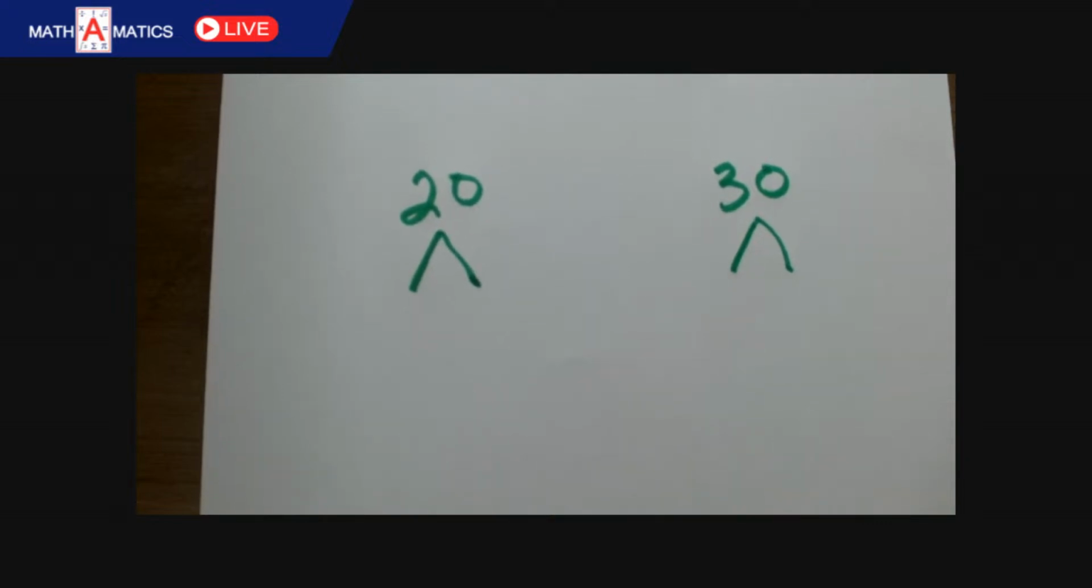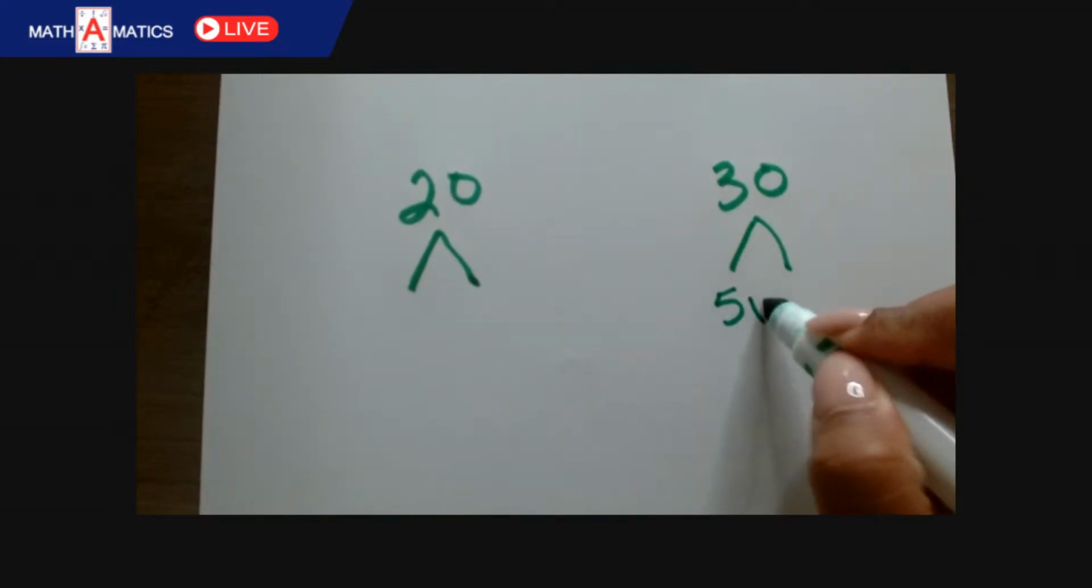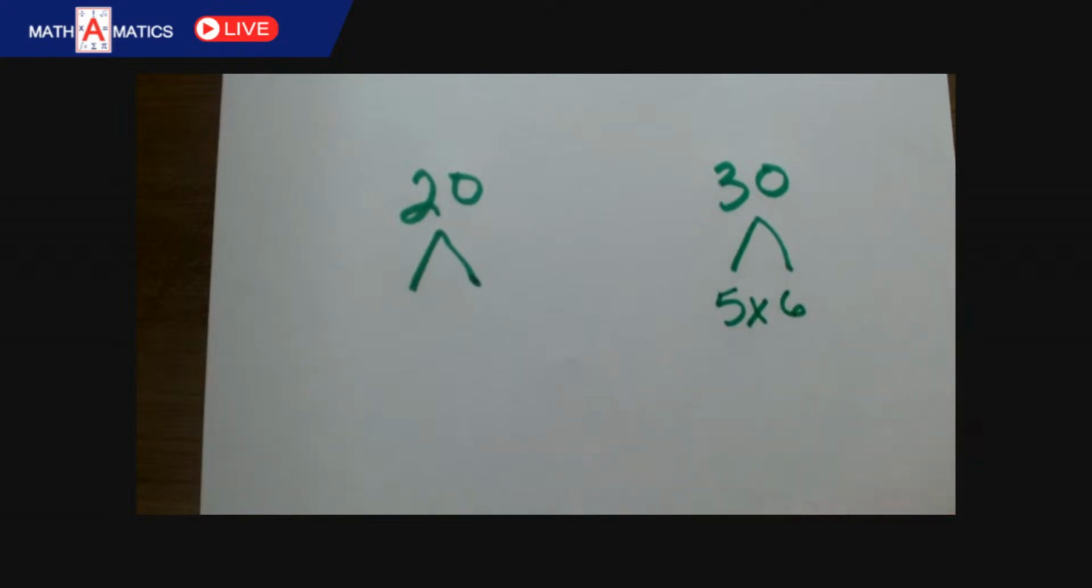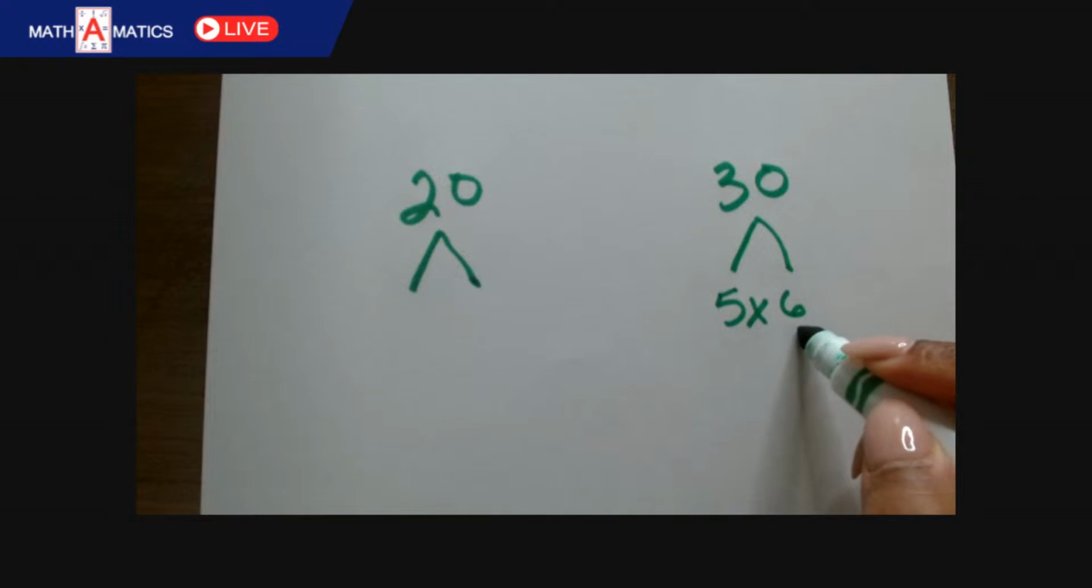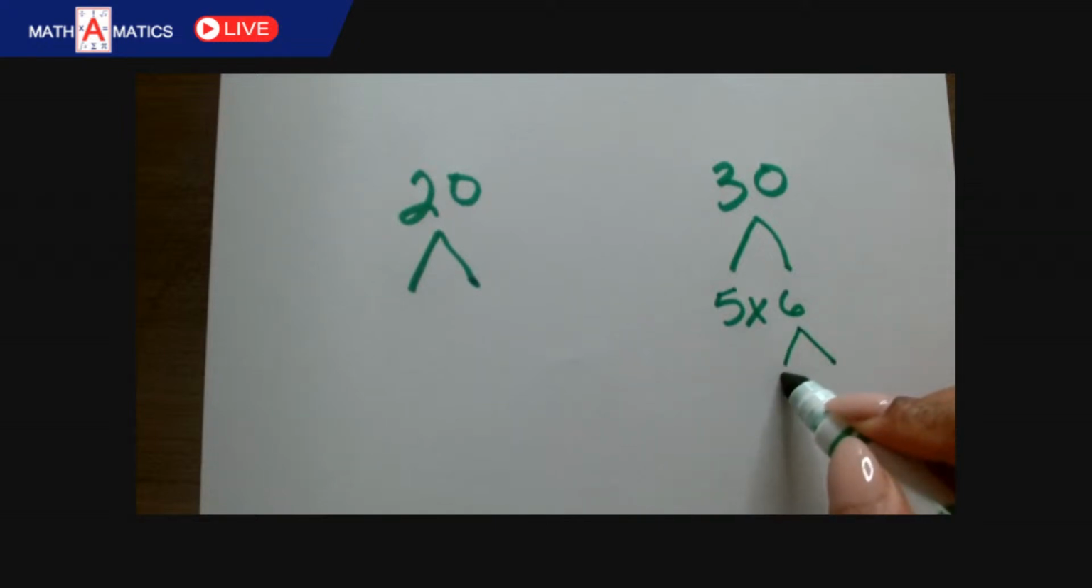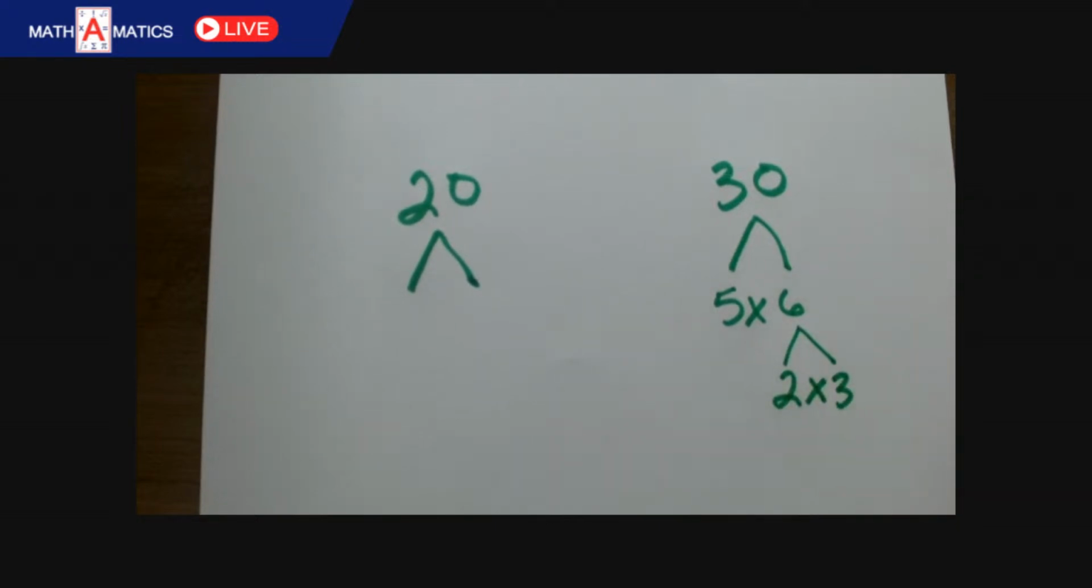So we know that 30 we can do 5 times 6. This goes back to if you were here at the beginning. If you weren't, we'll just repeat it. This goes back to using our prime factorization to help us. So we know our prime numbers are like 2, 3, 5, 7. Any number that is only divisible by itself and 1. So we know 5 is prime, but 6 is not. So we're going to break that again into 2 times 3.